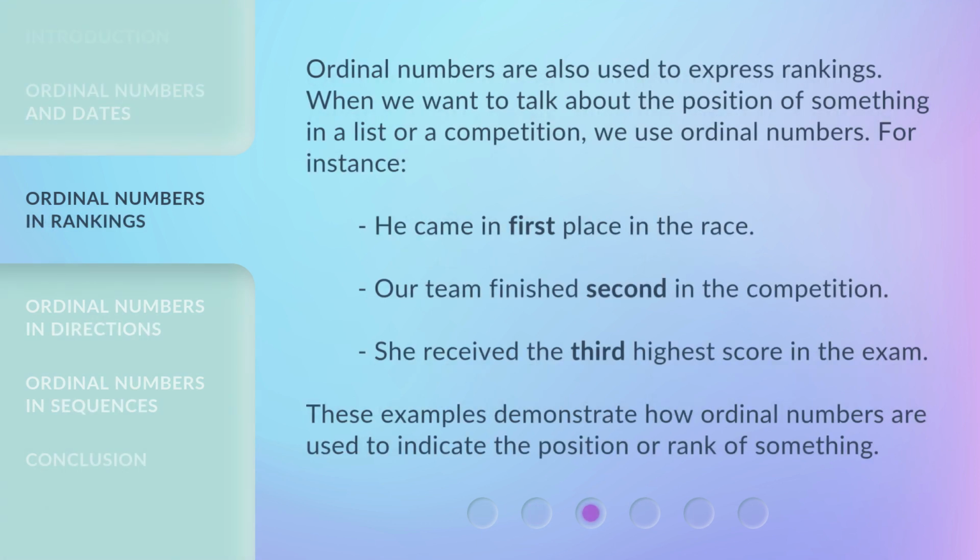Ordinal numbers are also used to express rankings. When we want to talk about the position of something in a list or a competition, we use ordinal numbers. For instance, he came in first place in the race. Our team finished second in the competition. She received the third highest score in the exam. These examples demonstrate how ordinal numbers are used to indicate the position or rank of something.